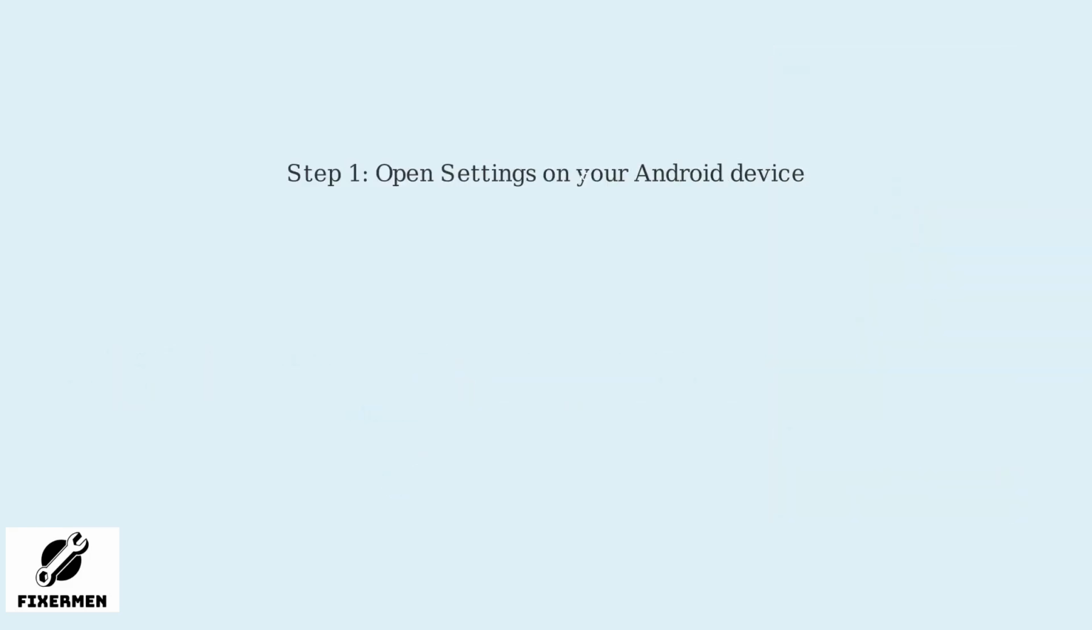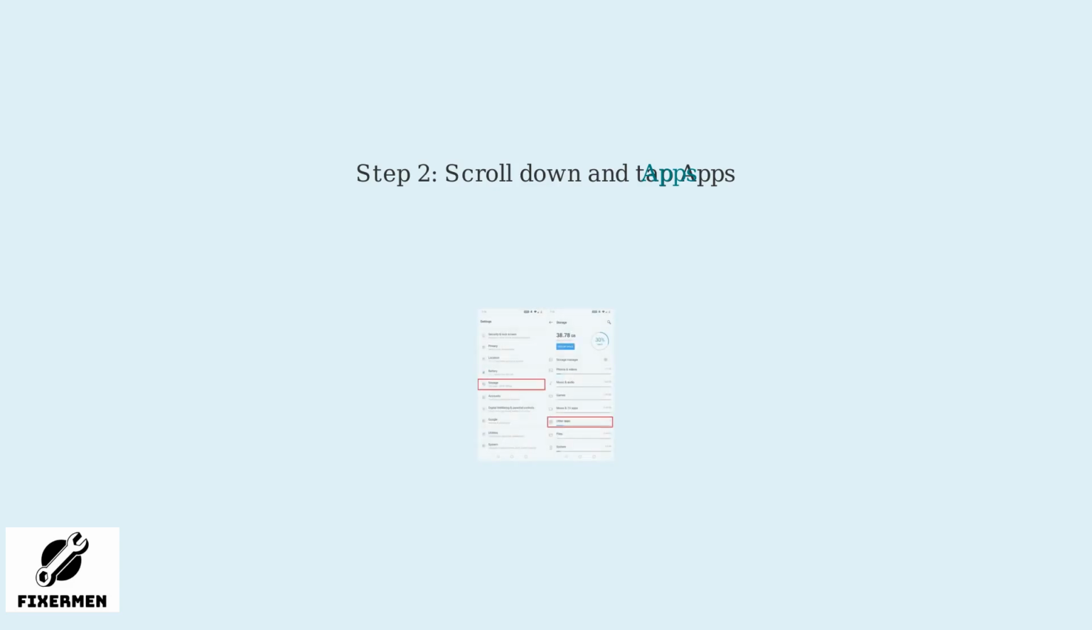On Android devices, clearing the app cache can resolve sync issues. Start by opening Settings on your Android device. Next, scroll down in Settings and tap on Apps to access the list of installed applications. In the Apps menu, locate and tap on the Outlook application from the list of installed apps.